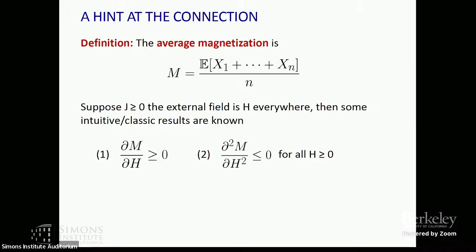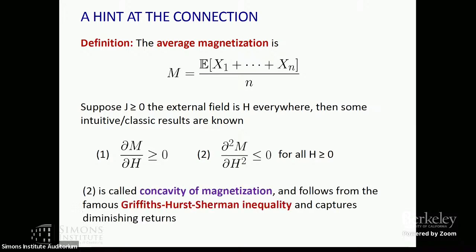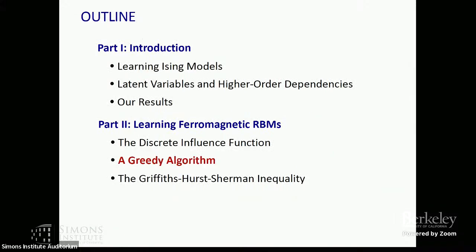So that law of diminishing returns is captured by the second order partial derivatives of this average magnetization, which is why it's called the concavity of magnetization in mathematical physics, because the average magnetization is actually a concave function. And it's related to things like the Griffiths-Hurst-Sherman inequality, which captures exactly this notion of diminishing returns. And it'll turn out that mathematical physicists were studying this property in the 1970s. Discrete mathematicians were studying submodularity in the 1970s, but they actually talk about the same thing when it comes to ferromagnetic Ising models. Oh, can I ask a question here?